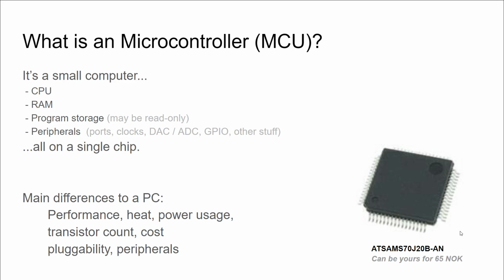The main difference from a PC is primarily the performance. This is weaker than a full PC, but in return it uses far less power, and that means it generates far less heat. Since it also has far less transistors, it means it costs less to produce. And that's where the trade-off is. This microcontroller here is really cheap.